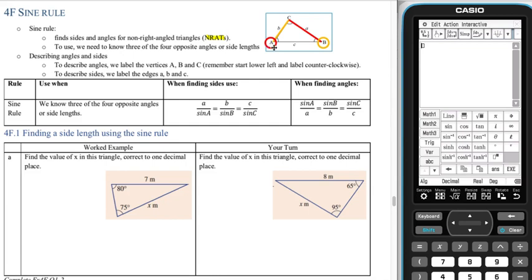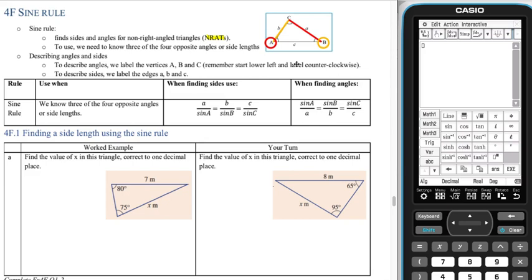So let's start off. Describing angles and sides is a very important first step. We need to label the vertices, big A, big B, big C, and make sure that you use a big A or a capital A to represent these vertices, which also represent the angle. So angle A, angle B, angle C. Now to describe the sides, this is the important bit, we label the edges a, b, and c. Notice how these are lowercase.